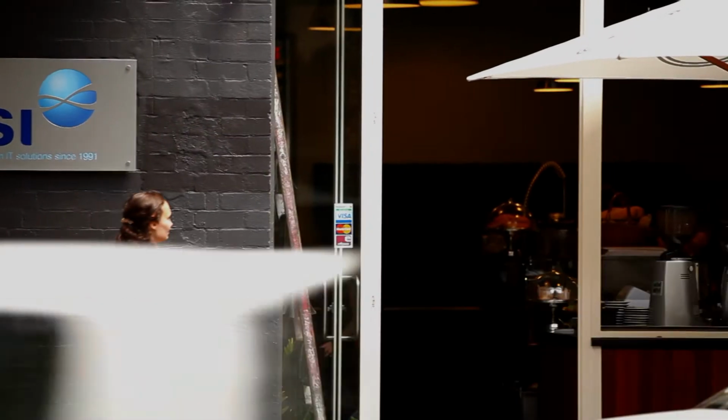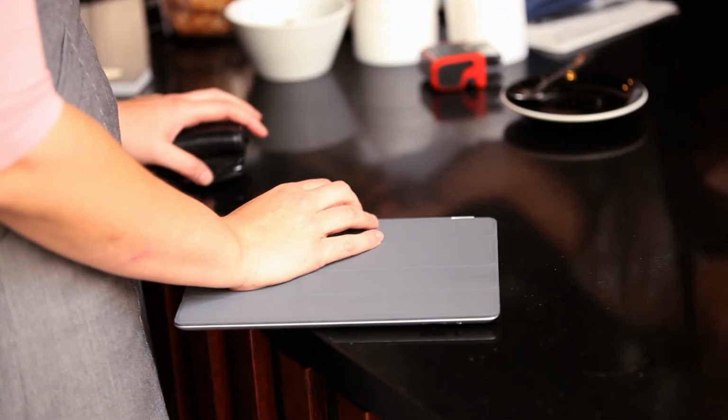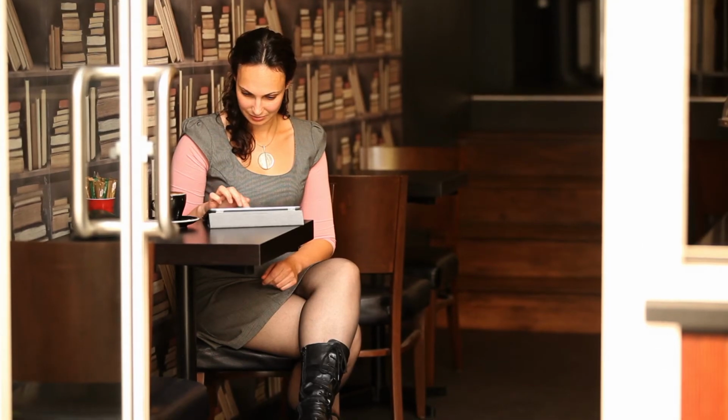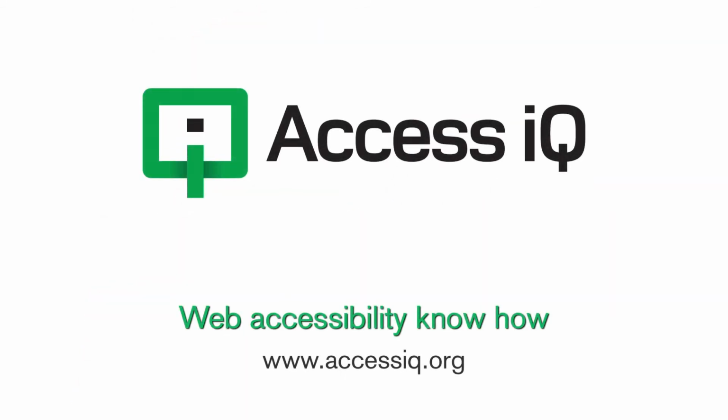Carrying a computer tablet, Sarah enters a cafe. She stands at the counter. She is interviewed. Everyone is responsible for making the web more accessible. She scrolls through the tablet. Everyone from the designer who might have to look at colour contrast and the way a person is going to navigate through a website, to the developer who's actually implementing that as well. Access IQ's logo and the text Web Accessibility Know-how, www.accessiq.org.